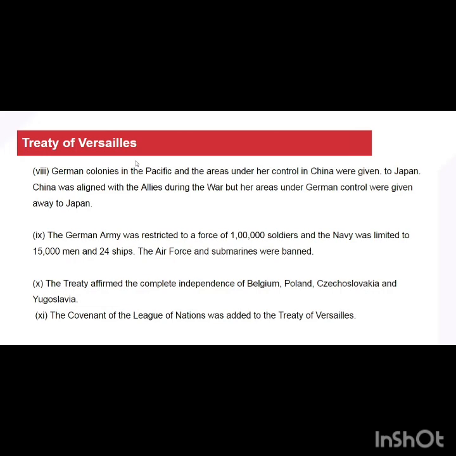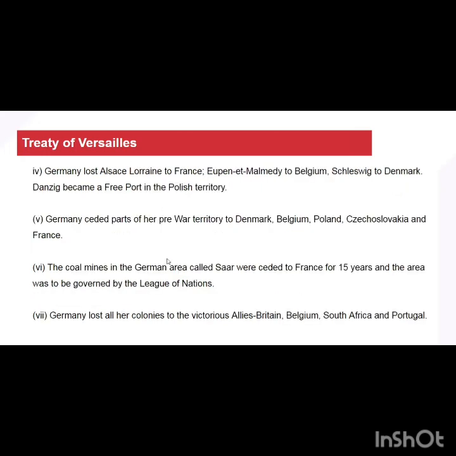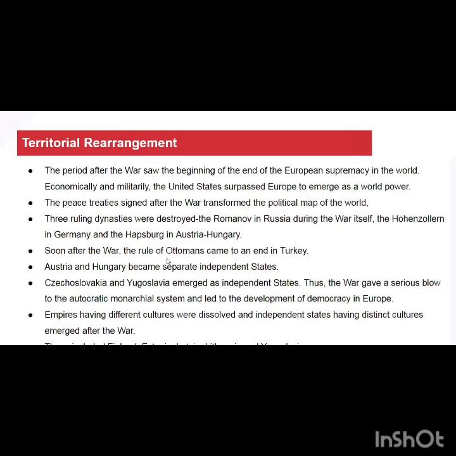Okay, and a new organization was born. So the Covenant of the League of Nations was added to the Treaty of Versailles. So the first international organization was born after World War One. That was the League of Nations. Okay, so this is all about the Treaty of Versailles.